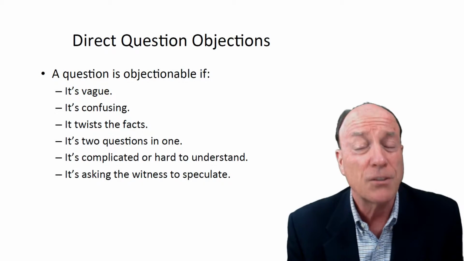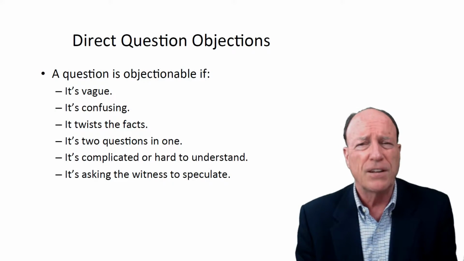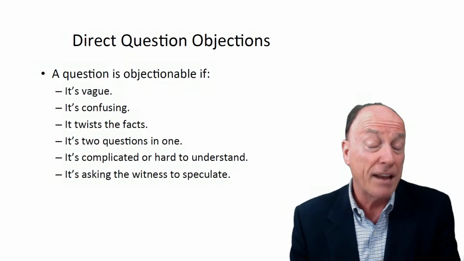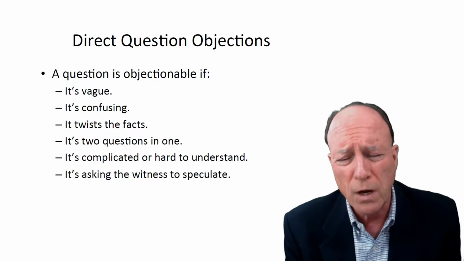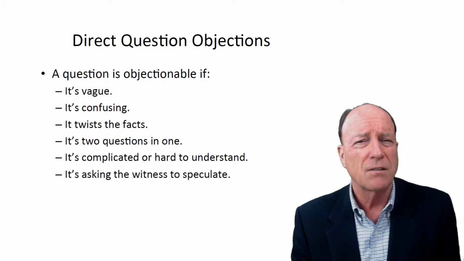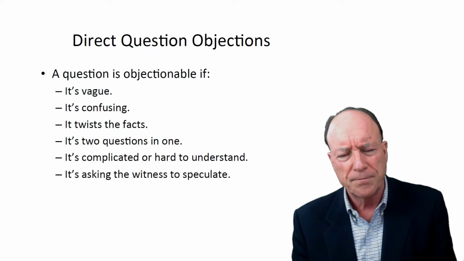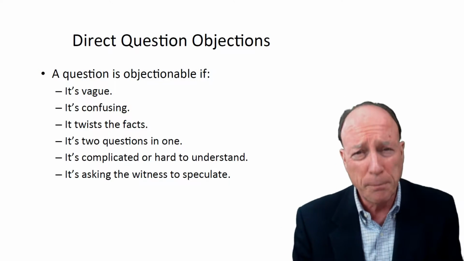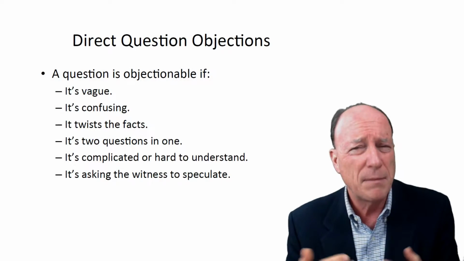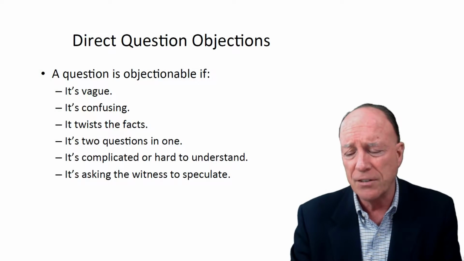Now, a question on direct examination will be objectionable if it's vague, if it's confusing, if it twists the facts or assumes facts incorrectly, if it's actually two questions in one, if the question is complicated, or if it's hard to understand, or if you think it might confuse your client, then by all means make an objection. What if the question is asking the witness to speculate about something that did not actually occur or what maybe another person was thinking? It's objectionable as speculation.